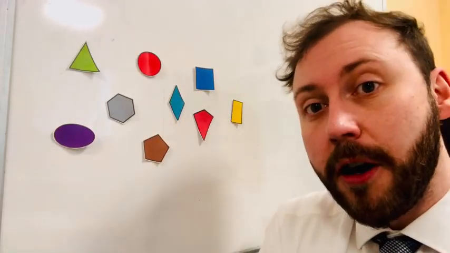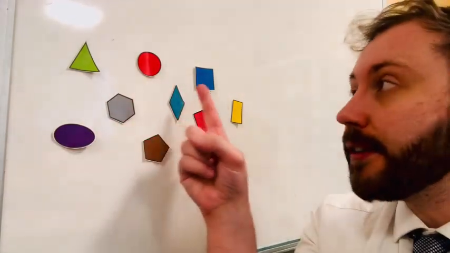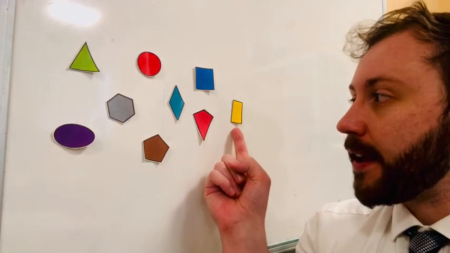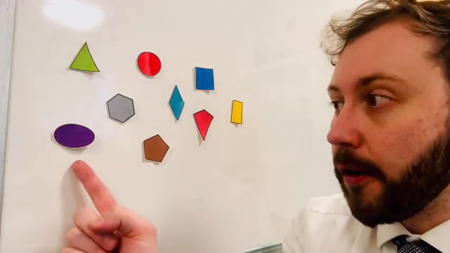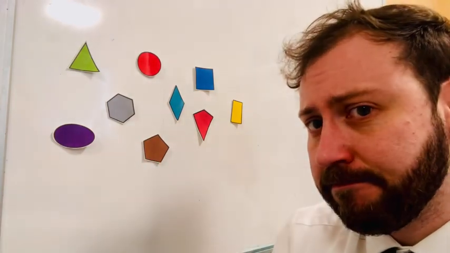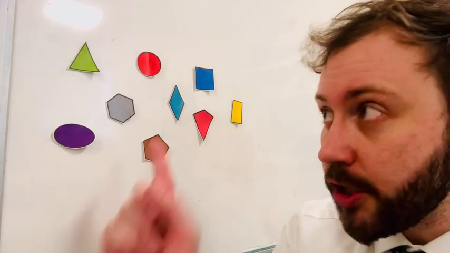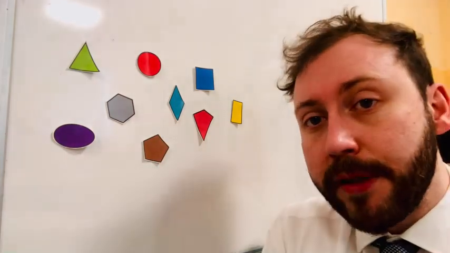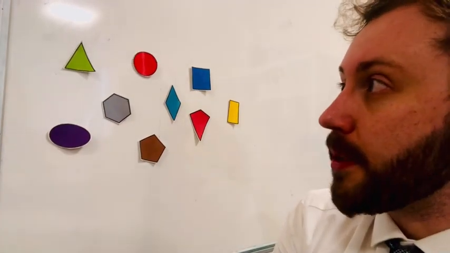Here are our shapes. We've got the triangle, circle, square, rectangle, kite, diamond, hexagon, oval, and pentagon. These are not patterns, they are shapes. But if we use our mirror, we can find out something special about these shapes.